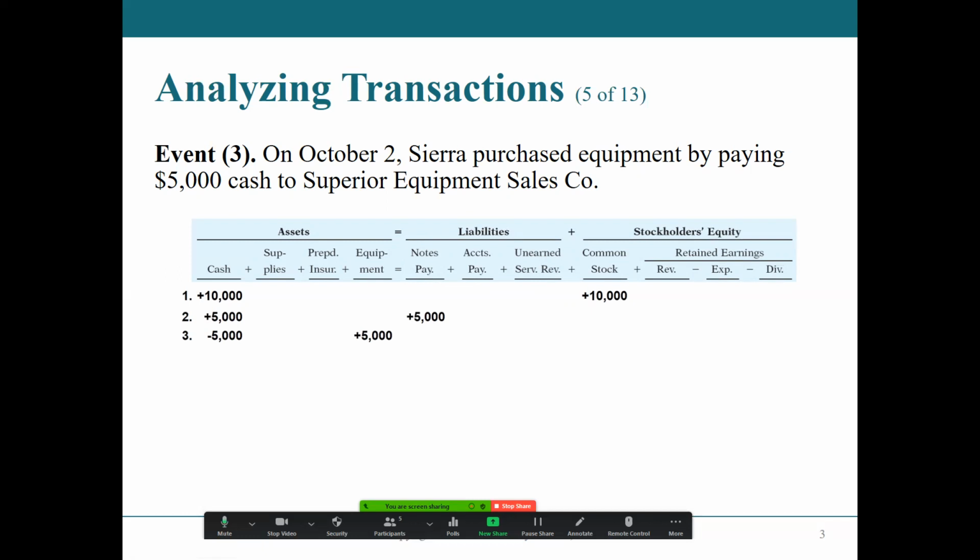So I'm going to move on to another concept. Any questions about this concept of analyzing transactions?